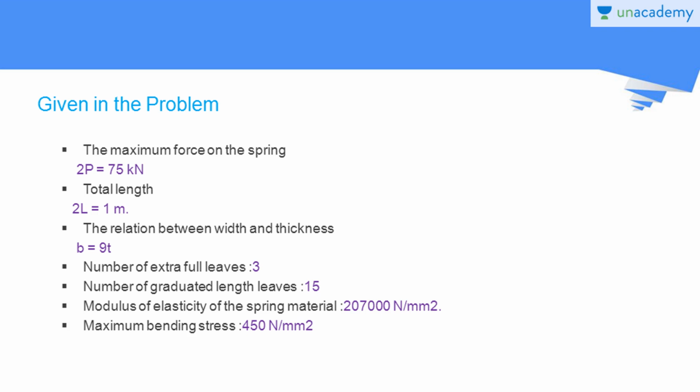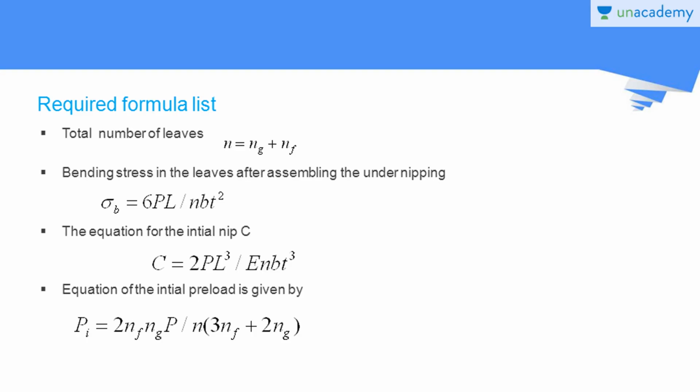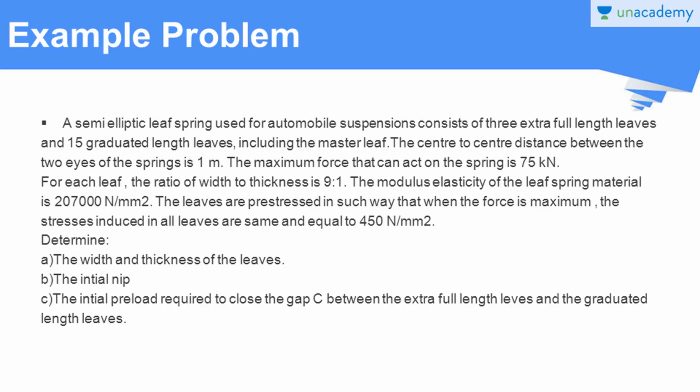Okay, so the number of extra full length leaves is given as 3 and the number of graduated length leaves is 15, right? And the modulus of elasticity of the spring material is 207,000 Newton per millimeter square. So we have all the properties needed for the calculation of the parameters given in the problem. Okay, so here we have the maximum bending stress given by 450 Newton per millimeter square. So with the help of these values, we are going to find the values that are asked in this question.